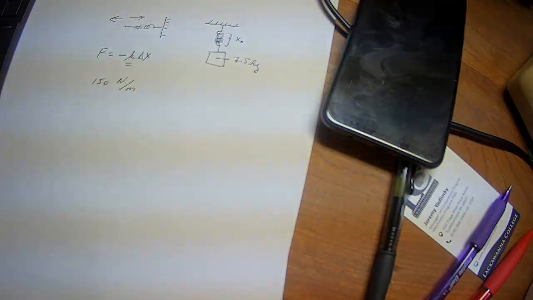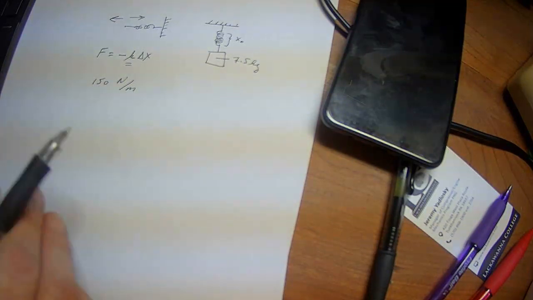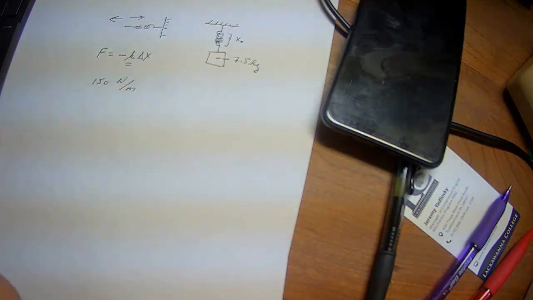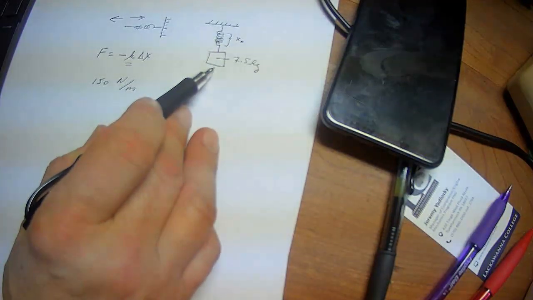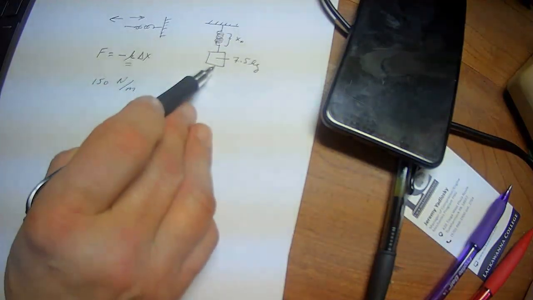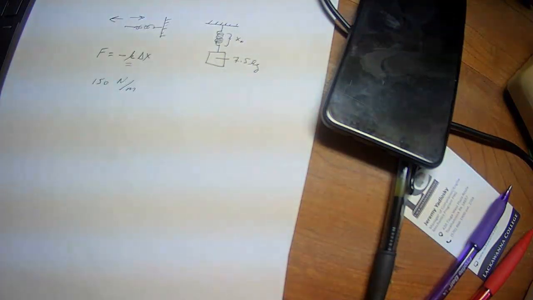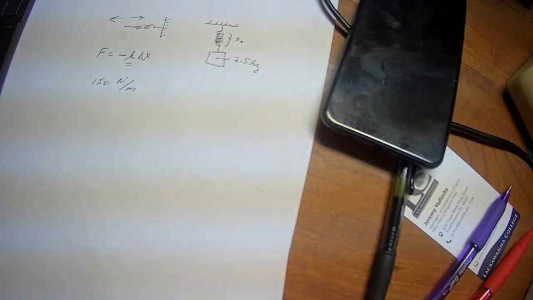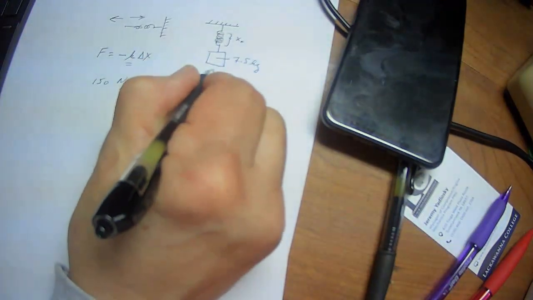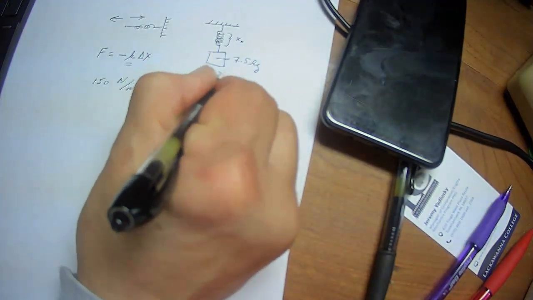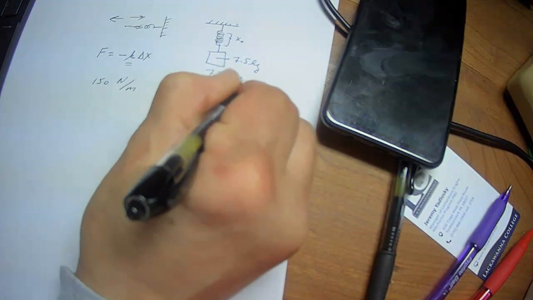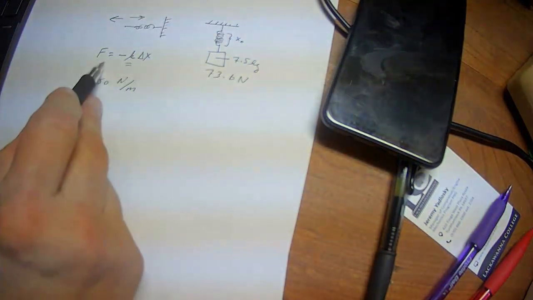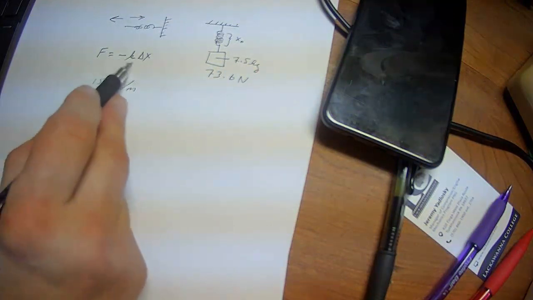Let's see if this problem makes sense, because I'm making it up as I go along, but the theory is the same. All right, what's the force? Well, the force is m times g. So m times g, 7.5 times 9.81. So this is going to give me a value of 73.6 newtons.